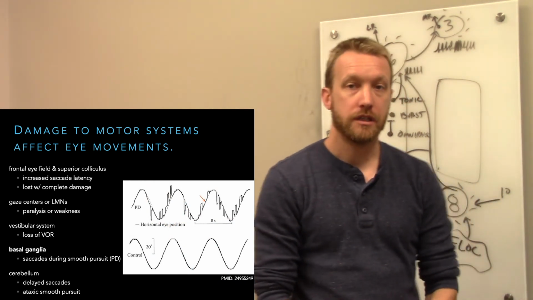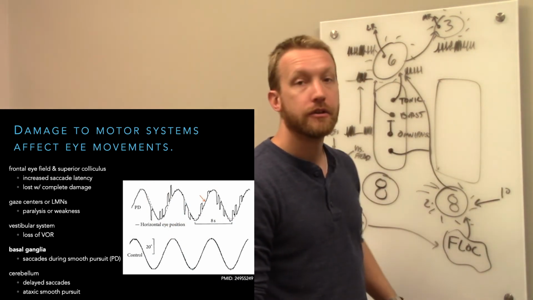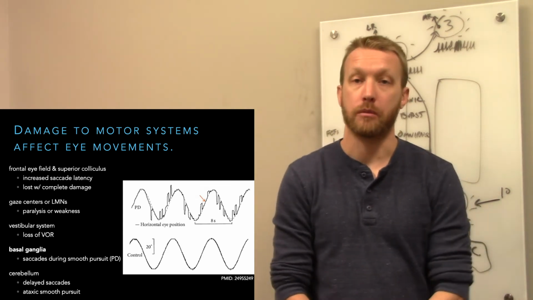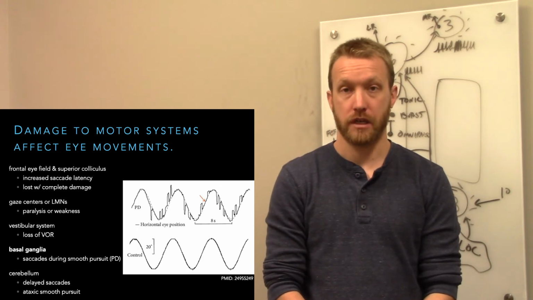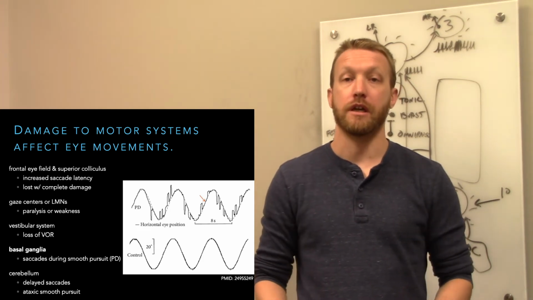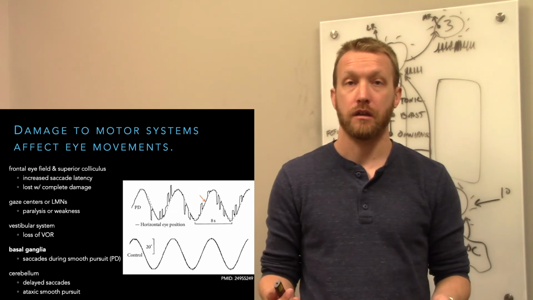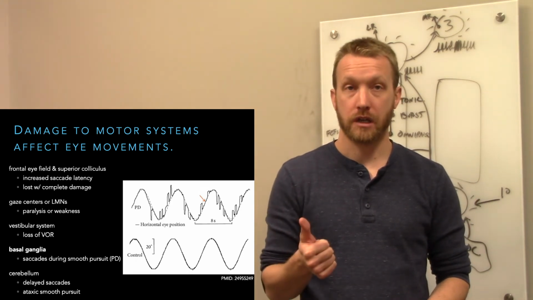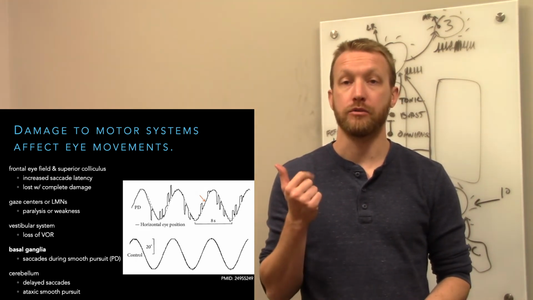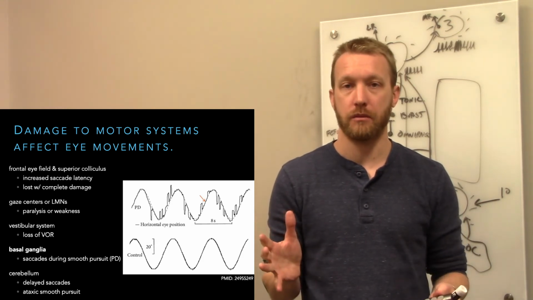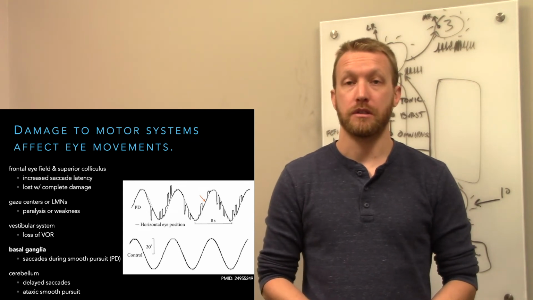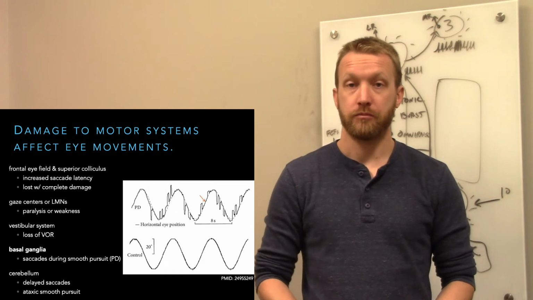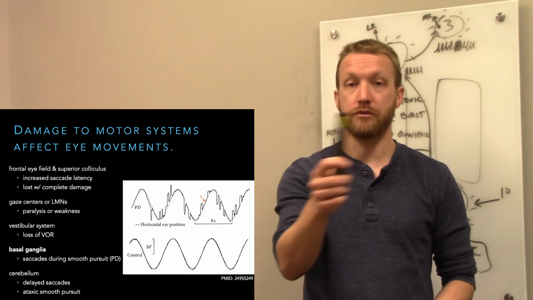Damage along these areas that we've outlined here and in the previous slides create problems with eye movements. If we have damage in the frontal eye fields, for example, or the superior colliculus, those areas involved with saccades, we either have slower saccades or we are unable to initiate them, depending on how severe the damage is. Damage to gaze centers impairs our ability to carry out voluntary eye movements, but we can still have smooth pursuit, things like that.